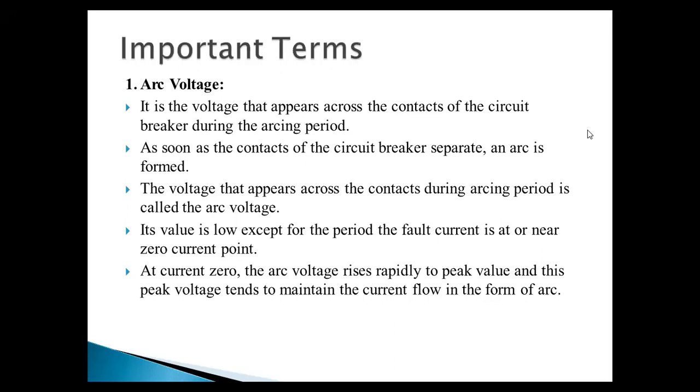What is actually happening when we are trying to disconnect the two contacts of the circuit breaker? That is, when we are separating the moving contact from the fixed contact, at that time, due to the high voltages, an arc is struck between these two contacts, and we have to extinguish that arc. That is the main aim in circuit breakers. So what is this arc voltage?